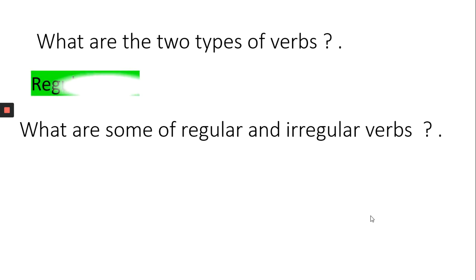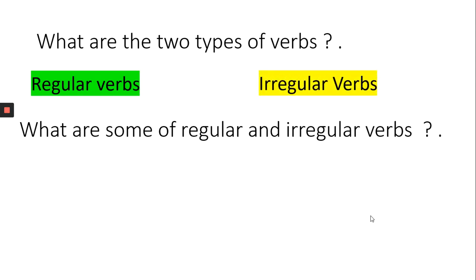The first type is regular verbs. Why do we call them regular? Because they have the same form each time. And the second type is irregular verbs. As you know, we have regular and irregular.